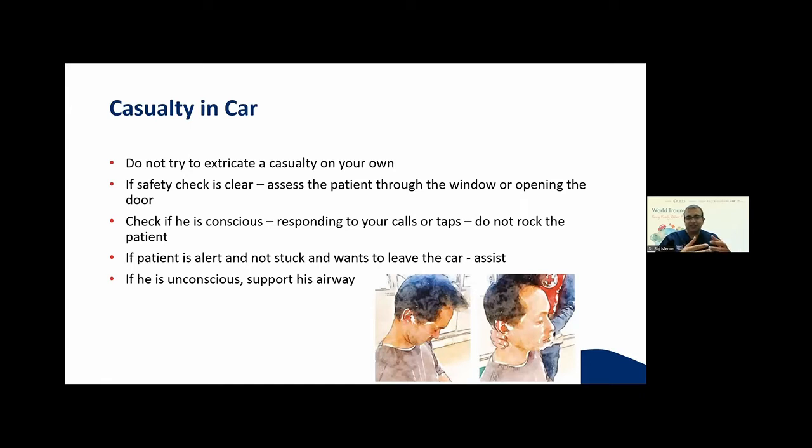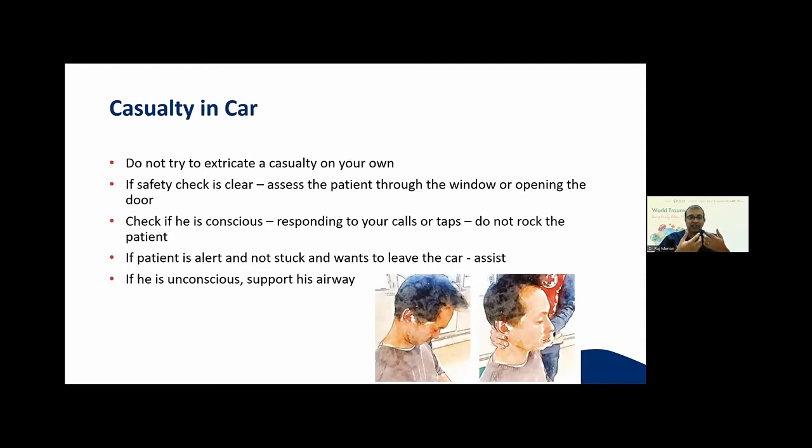If the safety check is clear, then as you approach the patient through the window or through the open door, check whether he is conscious and responding to your calls or taps. Do not rock a patient violently. It may be tempting to do so if he's not responding, but you don't want to worsen any injuries that he already has. Really just tapping them or calling out to them would be useful.